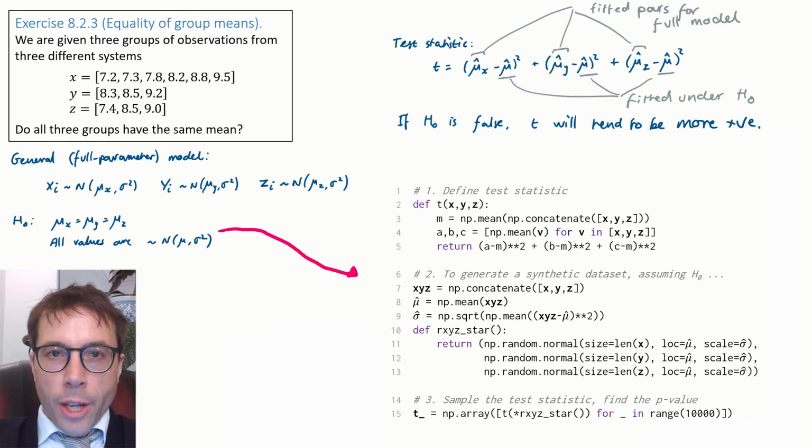Fisher's third step is to generate lots of synthetic data sets, compute the test statistic on each of them, and then find the p-value.